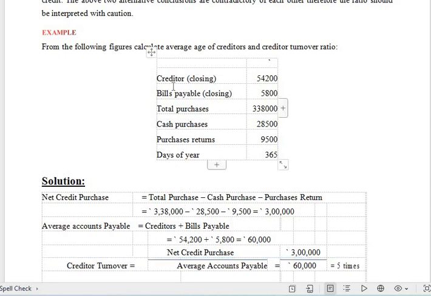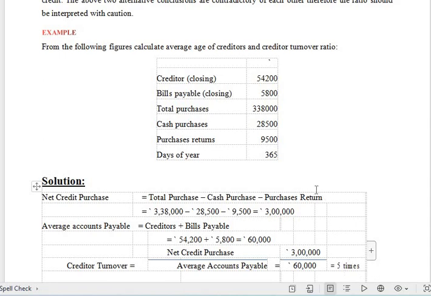Average accounts payable is nothing but these creditors and bills payable. Here the creditors as well as bills payable are not given any opening. They are given only closing. So that itself I am taking as an average. Average creditors are given as 54,200 and average bills payable as 5,800. Added together, we are getting 60,000. That itself is the average accounts payable. So 3 lakh divided by 60,000, we are getting 5 times. This tells about our creditor turnover ratio.